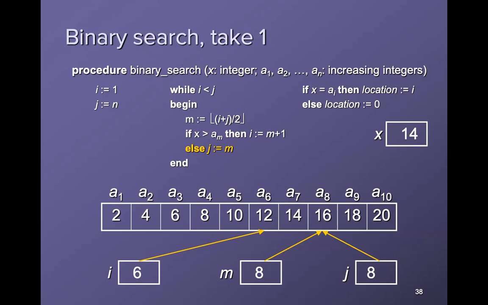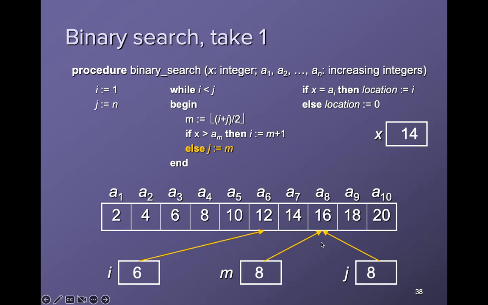So meaning, yung nangyari is that since 14 is less than 16, it's most likely that the number is between 12, 14, and 16. Okay, so we discard the other half of the list and focus on the first half of this list.